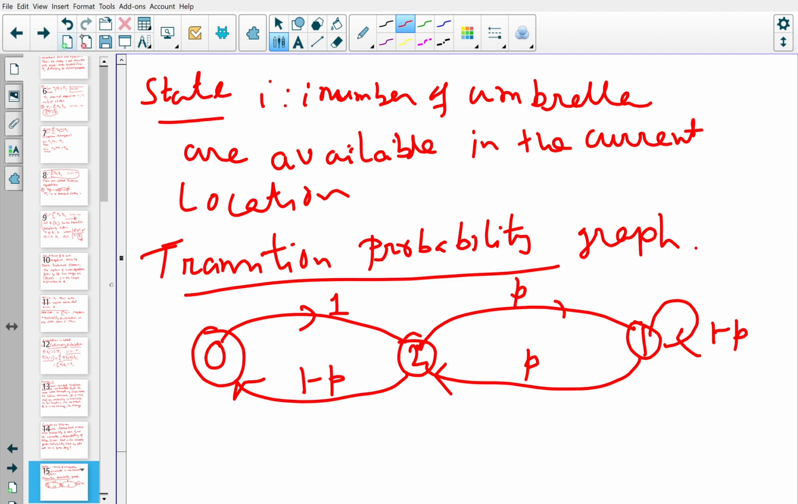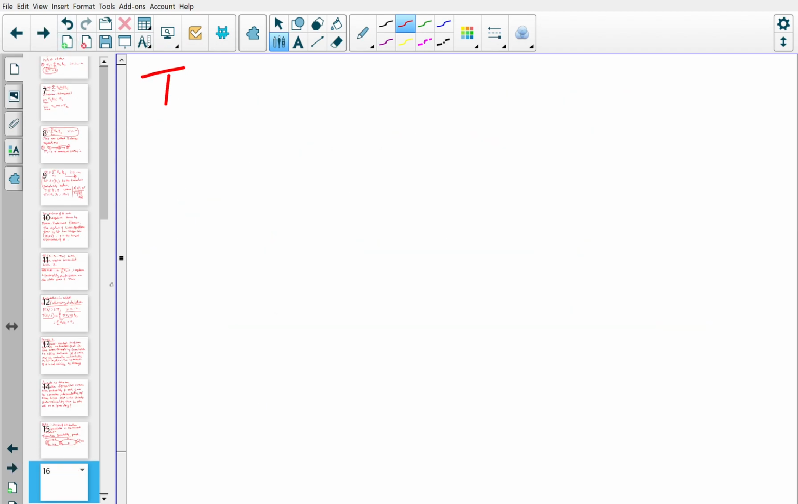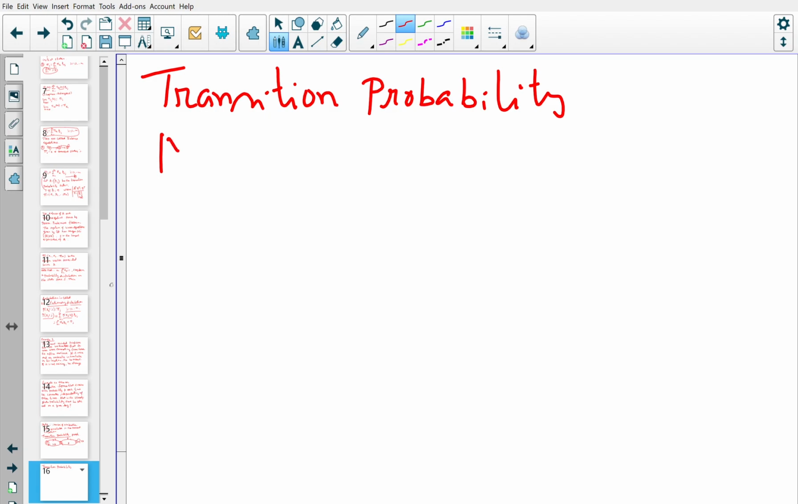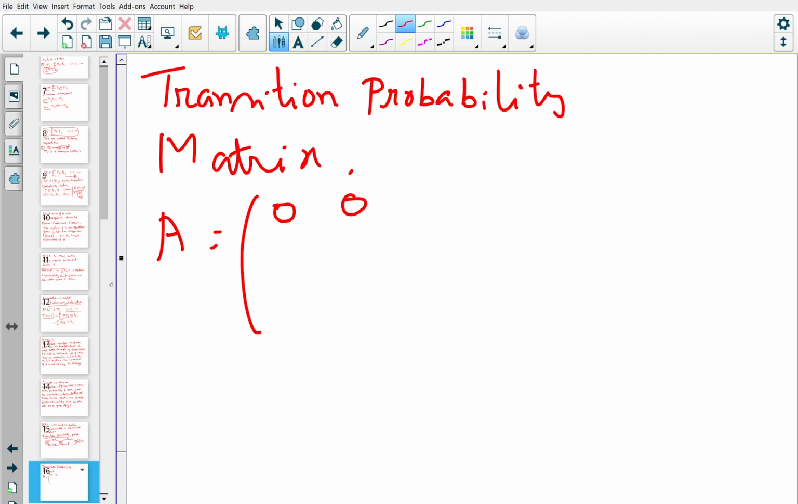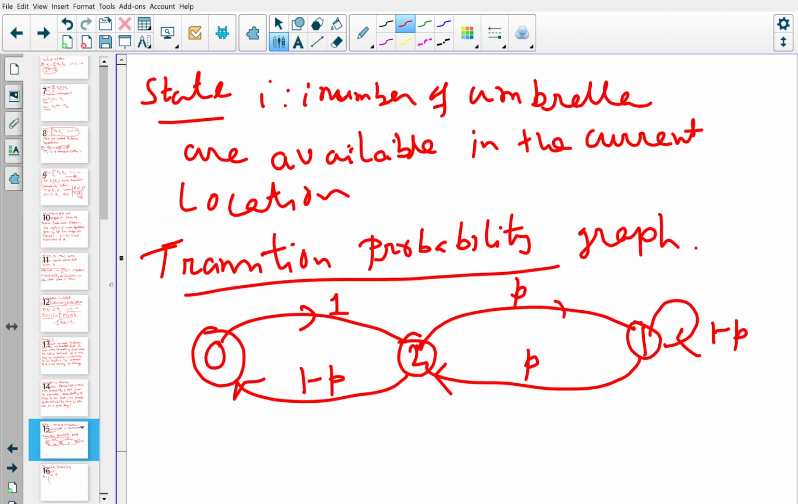Now we can find the transition probability matrix, that A. So from 0 to 0 there is no probability, right? So it is 0. But 0 to 1 also, see there is no arc from 0 to 1, so that is also 0. Okay, but from 0 to 2 the probability is 1, so this is 1.